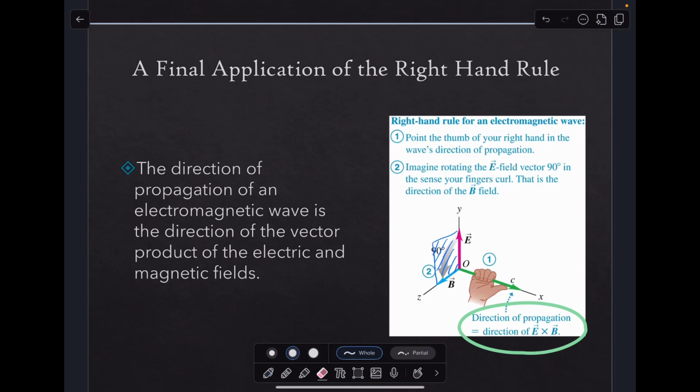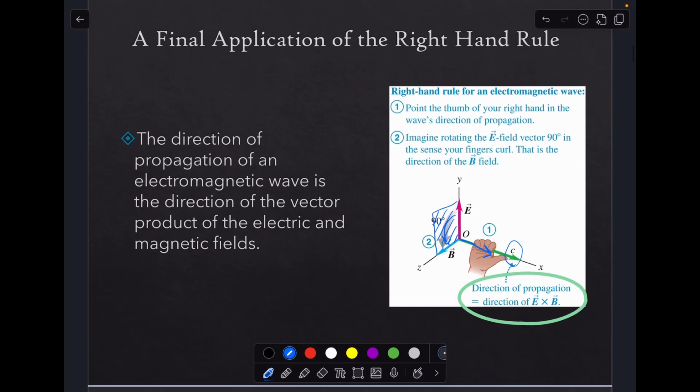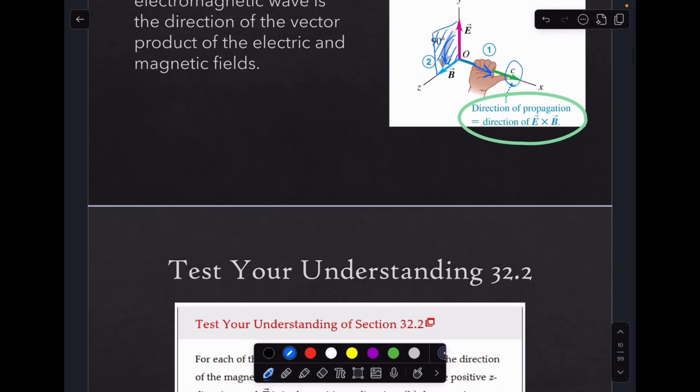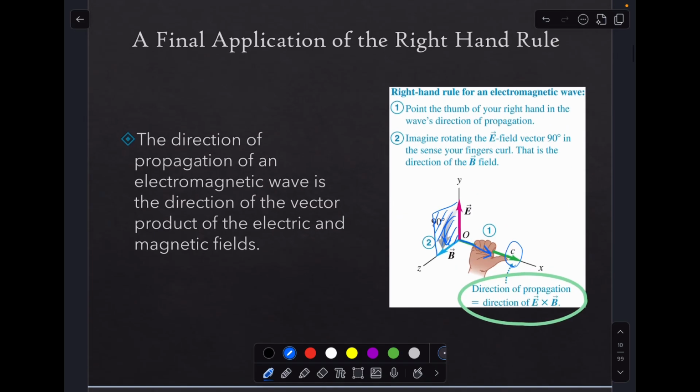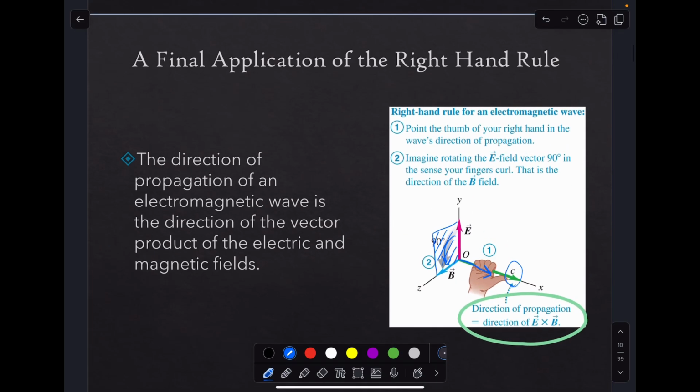So E cross B, right, the plane created by E and B, the propagation vector will always be perpendicular to that plane. So if you sweep E into B, your thumb will point in the direction of propagation. So that's kind of a final right-hand rule that we'll probably talk about in this course. So a pretty simple one, right? The direction that this wave moves is perpendicular to both E and B.